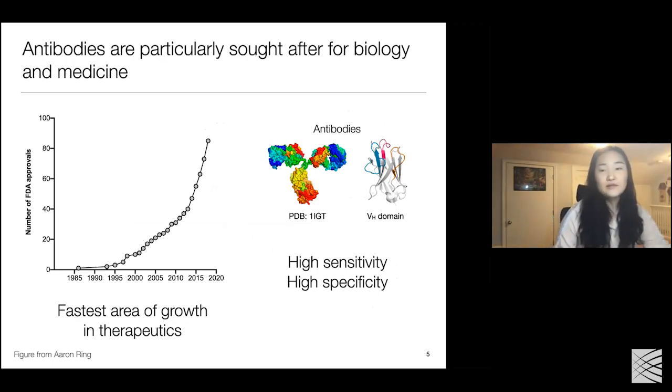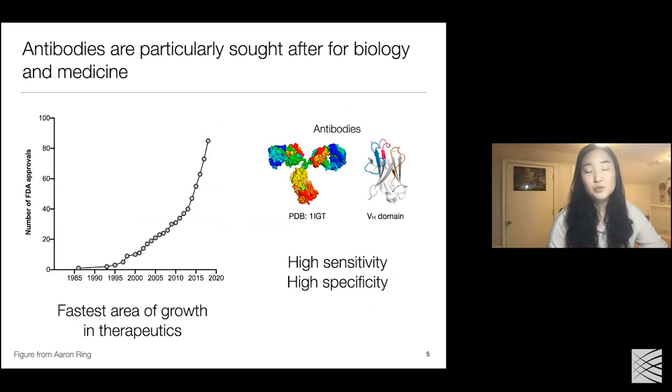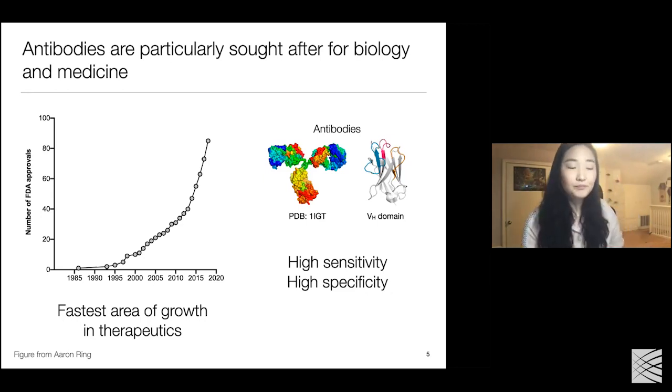On the right, I've included a structure of an antibody just to get us familiar with what they look like, and especially the VH domain, which is responsible for much of the antigen binding. And antibodies are especially useful because they have high sensitivity and high specificity. What I mean is that antibodies can bind to the target with really high affinity, so bind strongly, and bind very specifically, so limiting the off-target effects, off-target binding.